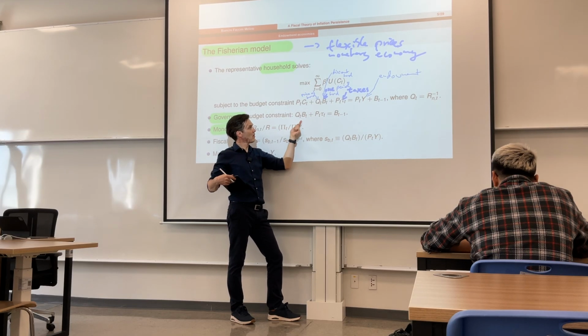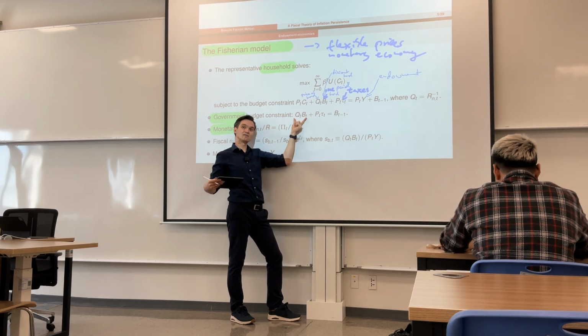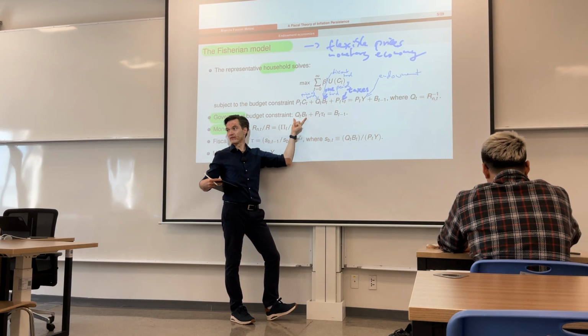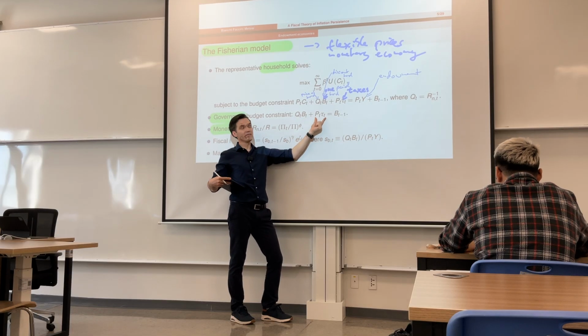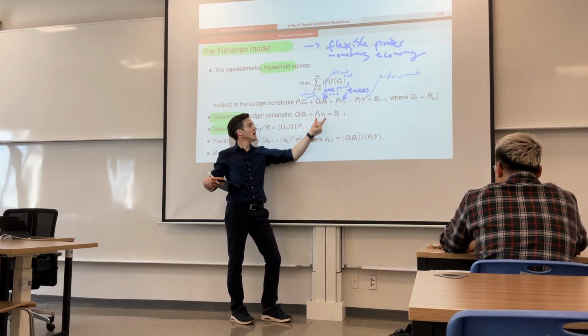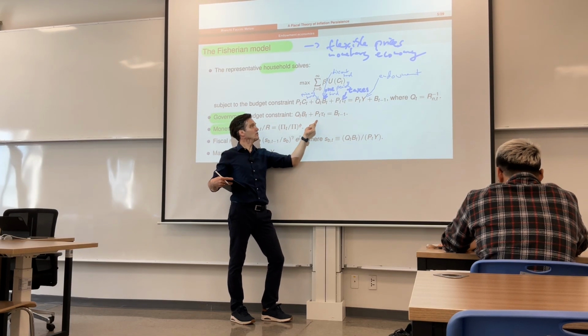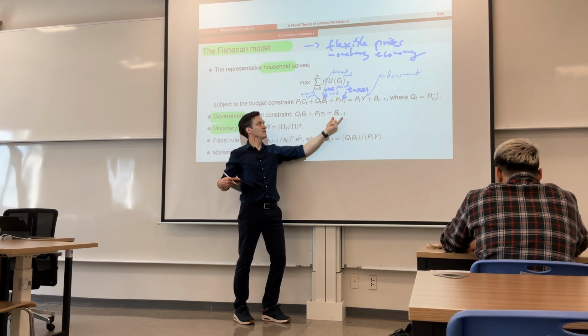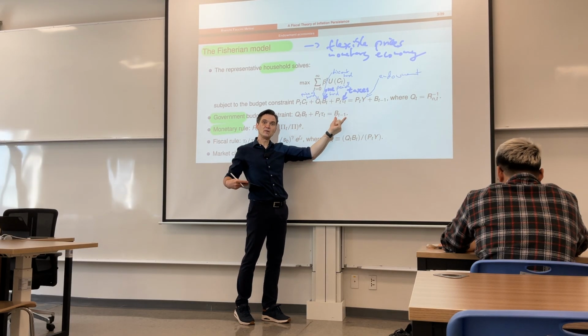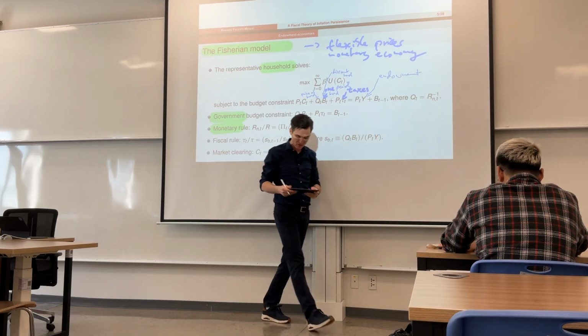So that's the nominal value of government debt in this economy. And then the government, so to say, has that as a revenue. What is the other revenue that the government has? Well, it's going to have the tax revenue. And the government uses those two revenue items to pay back the debt that it issued in the previous period. So that's the government budget constraint.